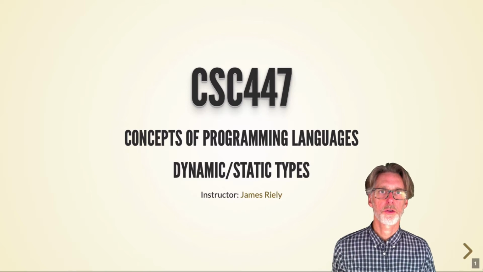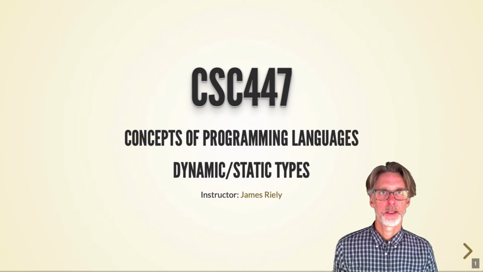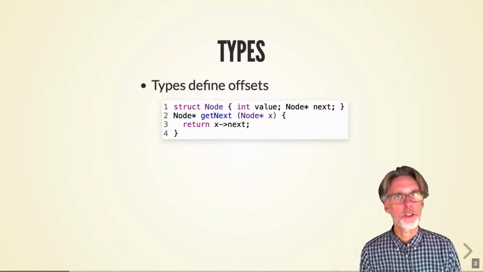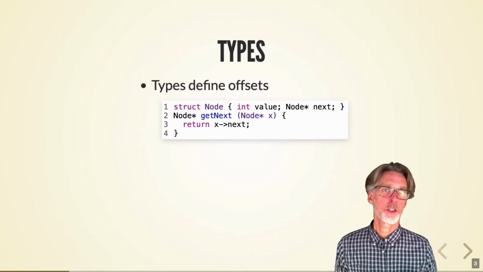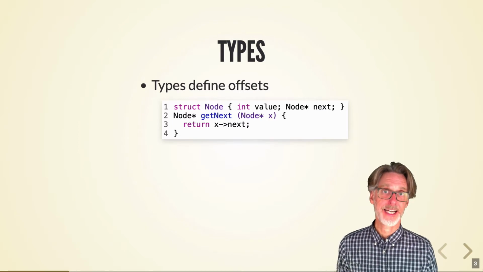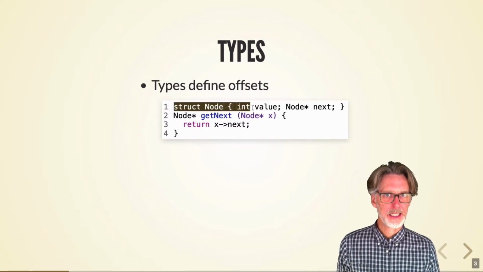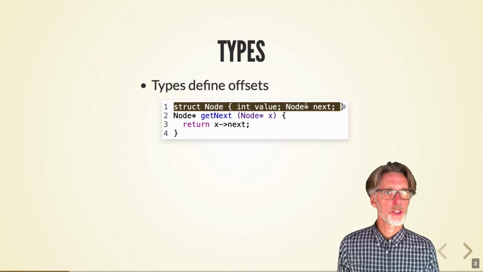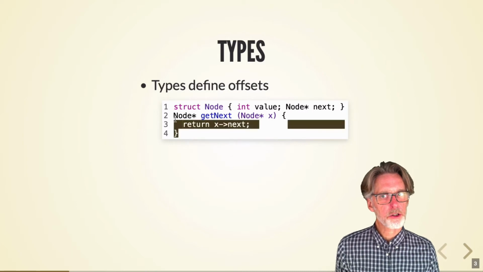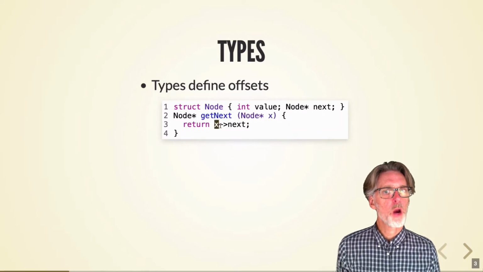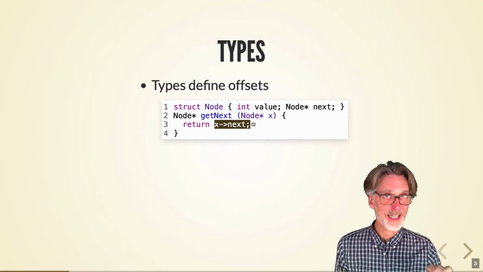In this lecture, I want to talk to you about the difference between dynamic and static types. Types have many uses in programming languages, but perhaps the most important is to enable the compiler to compute offsets. This is a standard feature, for example, in C. If I have a structure with multiple fields, then when I access a field of that structure, it's important that I figure out where the value corresponding to that field will reside in memory.